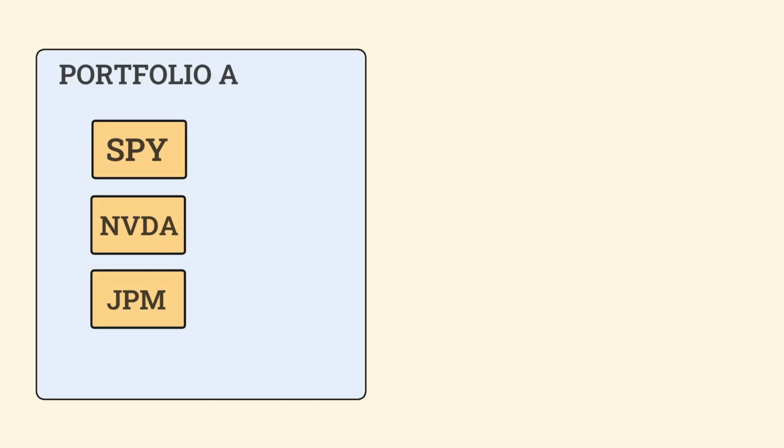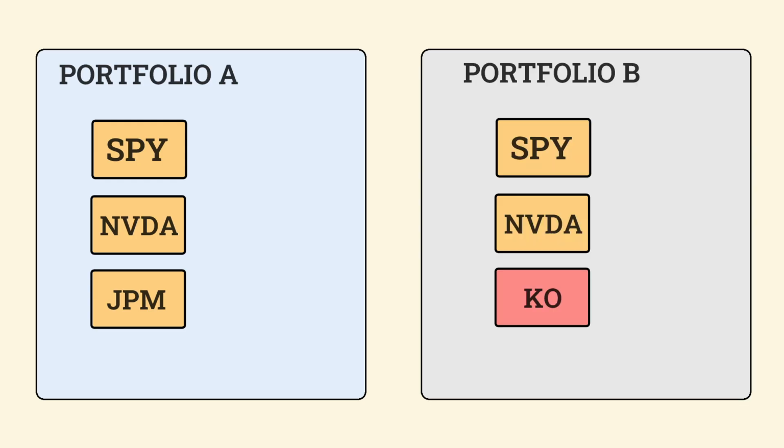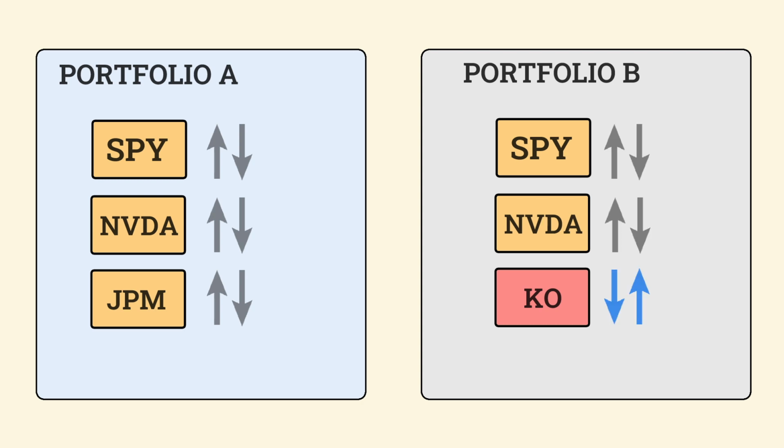Knowing the correlations between assets allows you to build portfolios with different performance profiles. Consider two portfolios. Portfolio A holds SPY, NVIDIA, and JP Morgan, and Portfolio B holds SPY, NVIDIA, and Coca-Cola. In Portfolio A, the assets are all fairly correlated. When one moves, the others tend to move with it. In Portfolio B, Coca-Cola has a low or even negative correlation with the others, so it behaves differently.